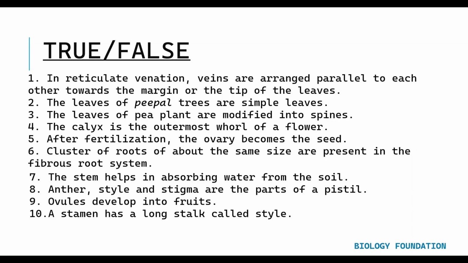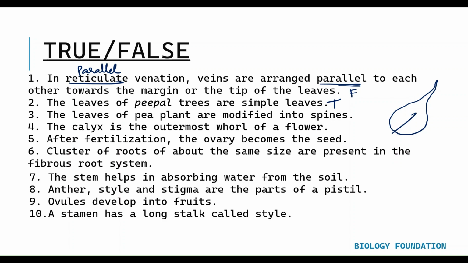Okay, now true or false. So you need to read the statements and mention whether the following statement is true or false. If it's false, let's try to correct the statement. Okay, in reticulate venation, veins are arranged parallel to each other towards the margin or tip of the leaves. That is false. It's not reticulate, it is parallel venation, right? Next, the leaves of peepal trees are simple leaves. True. If you see the peepal leaves, you can see that they are basically simple leaves where the margins do not touch the midrib and even the leaf lamina is undivided.